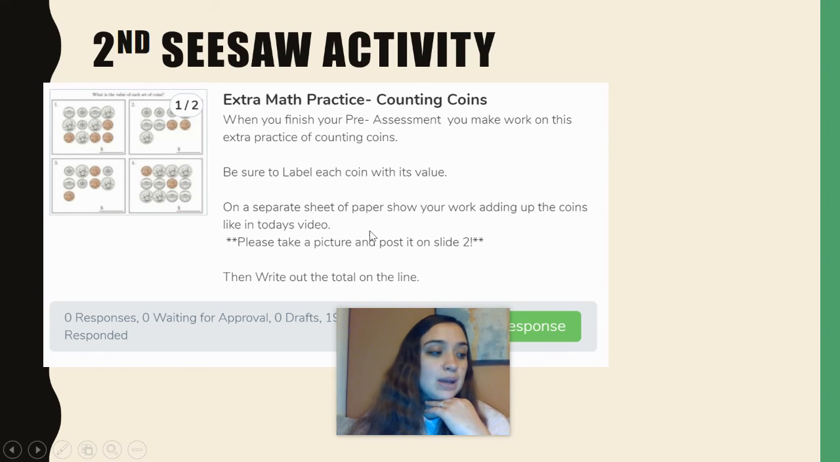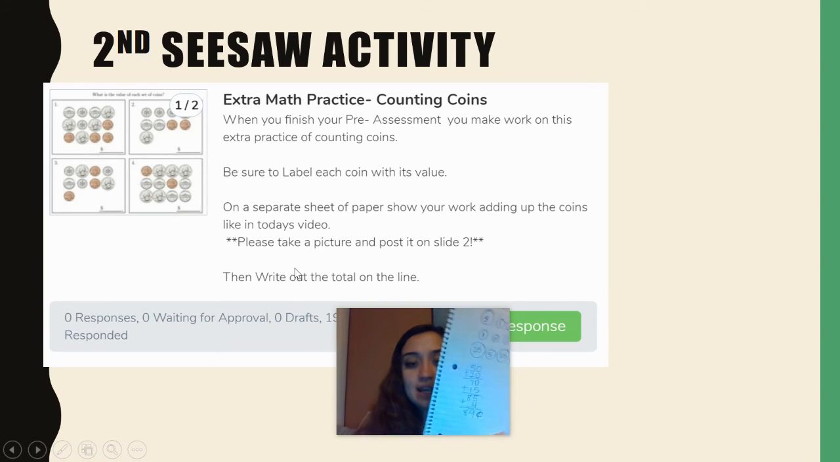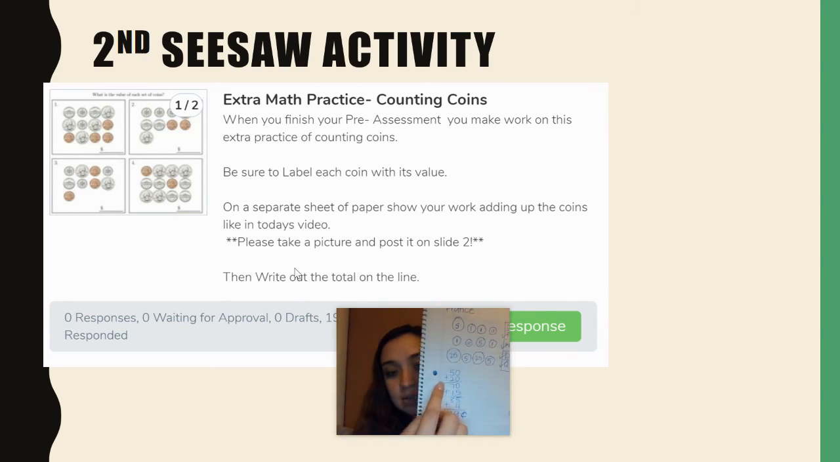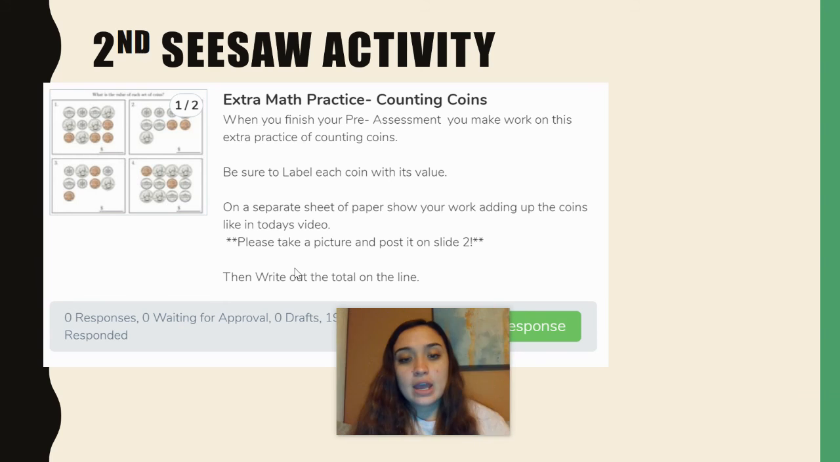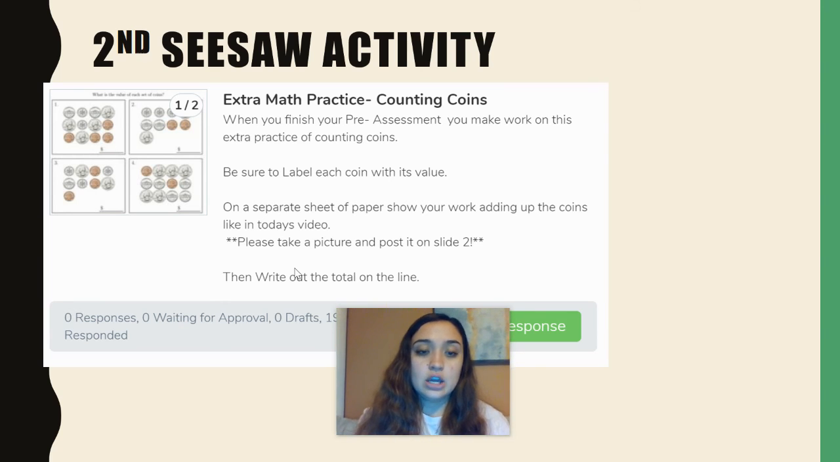Then on a separate sheet of paper, I want you to show your work just like we did today, adding up the totals. See this part right here where we added up the value of our coins? I want you to show me this on notebook paper, okay? And you're going to post it on the second slide. So I'll show you how that will look.